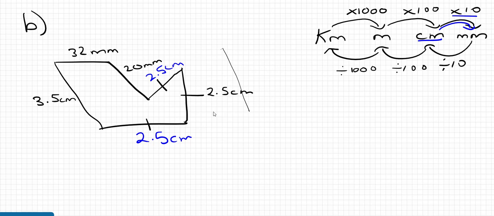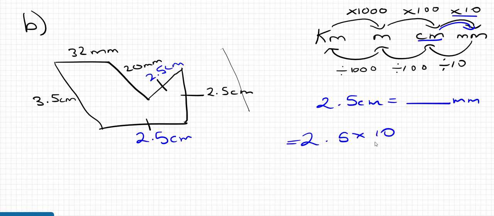So I just have to do one calculation here and then change my 3.5. And once again, if I start with a bigger unit and I go to a smaller one, my number gets bigger. So it helps me to avoid decimals as well, especially if you don't like decimals. So I'm going to change 2.5 centimeters into millimeters. Now, like before, if we start at centimeters and we go to millimeters, we just times by 10. So 2.5 times 10, we're multiplying, we move to the right. So my number will be 25 millimeters.